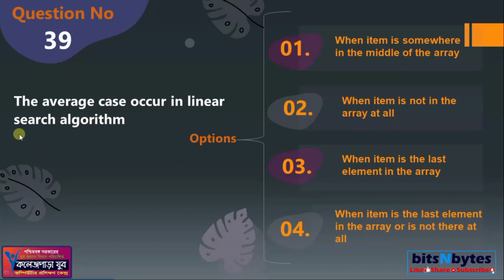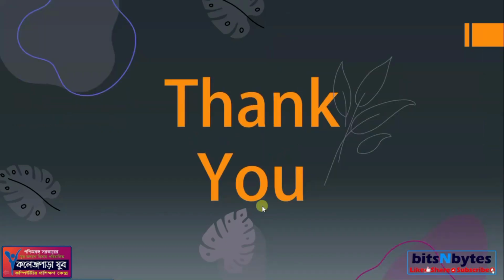Question 39. The average case occurs in linear search algorithm: 1. When the item is somewhere in the middle of the array, 2. When the item is not in the array at all, 3. When the item is the last element in the array, 4. When the item is the last element in the array or is not there at all. Answer: when the item is somewhere in the middle of the array.